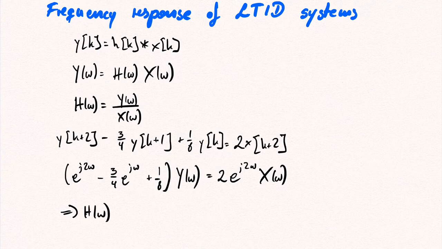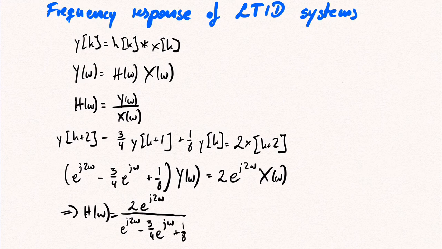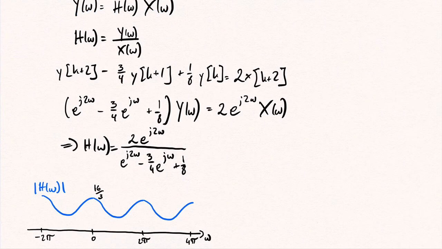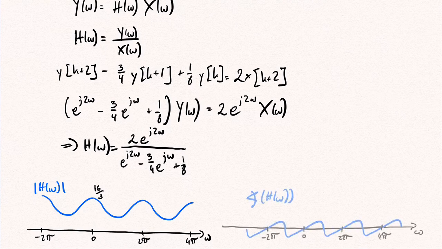The frequency response H(Ω) is given by 2 times e^(j2Ω) divided by e^(j2Ω) minus 3/4 e^(jΩ) plus 1/8. And again, H(Ω) is a complex-valued function of Ω, for which we can draw the magnitude as a function of Ω and the phase as a function of Ω. Note that H(Ω) is now a periodic function in the frequency domain with period 2π.